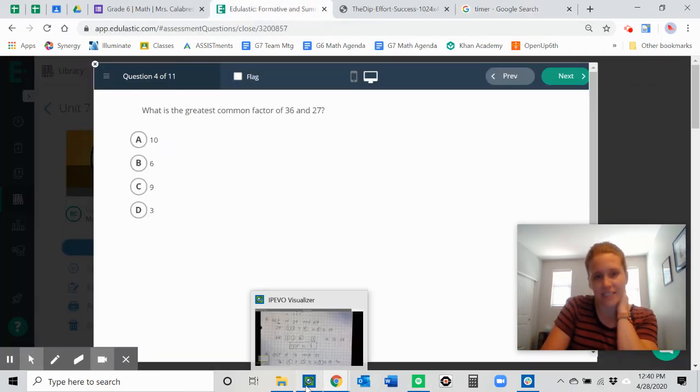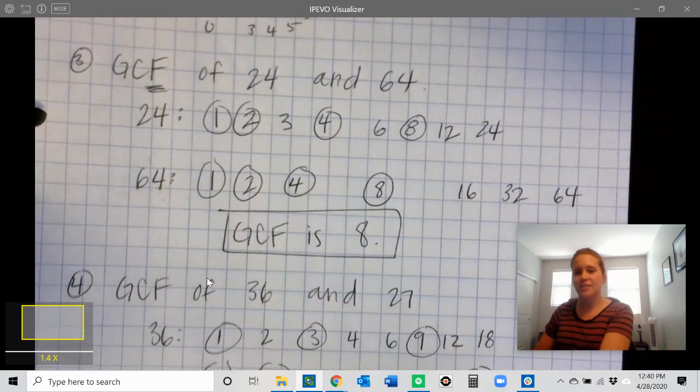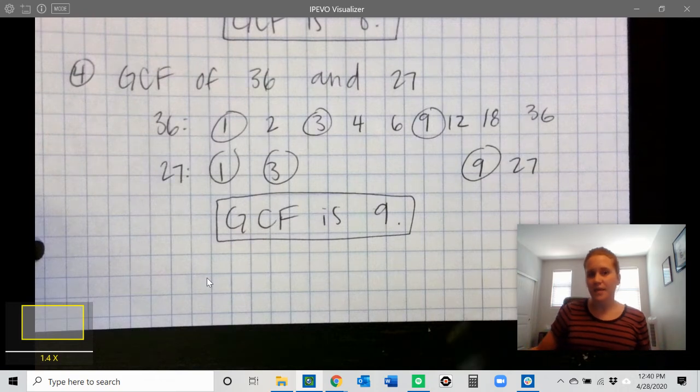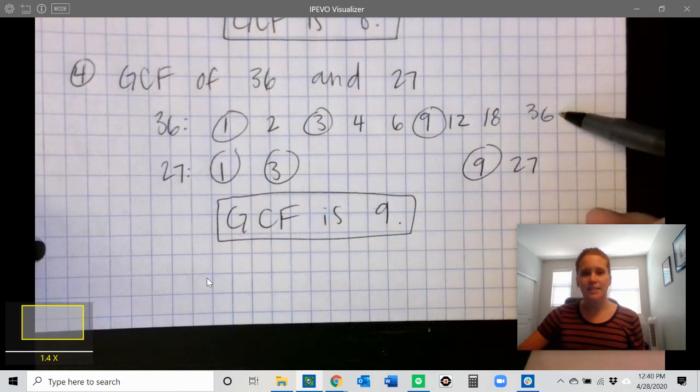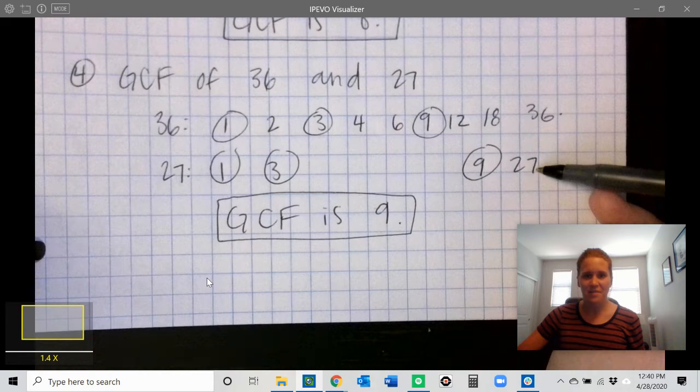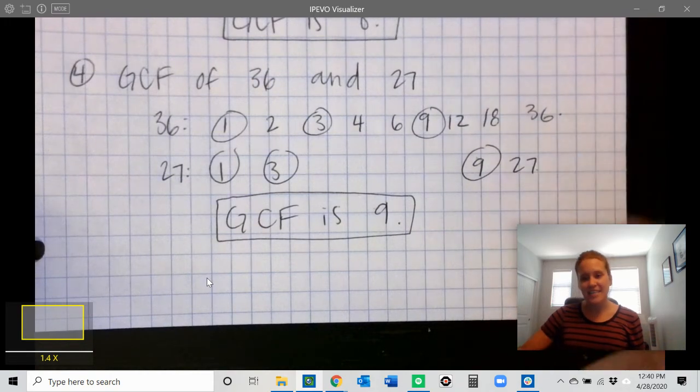All right, what is the greatest common factor of 36 and 27? Here is my work for question 4. Please check your factors for 36. There are 9 factors of 36. And check your factors for 27. The greatest common factor is 9.